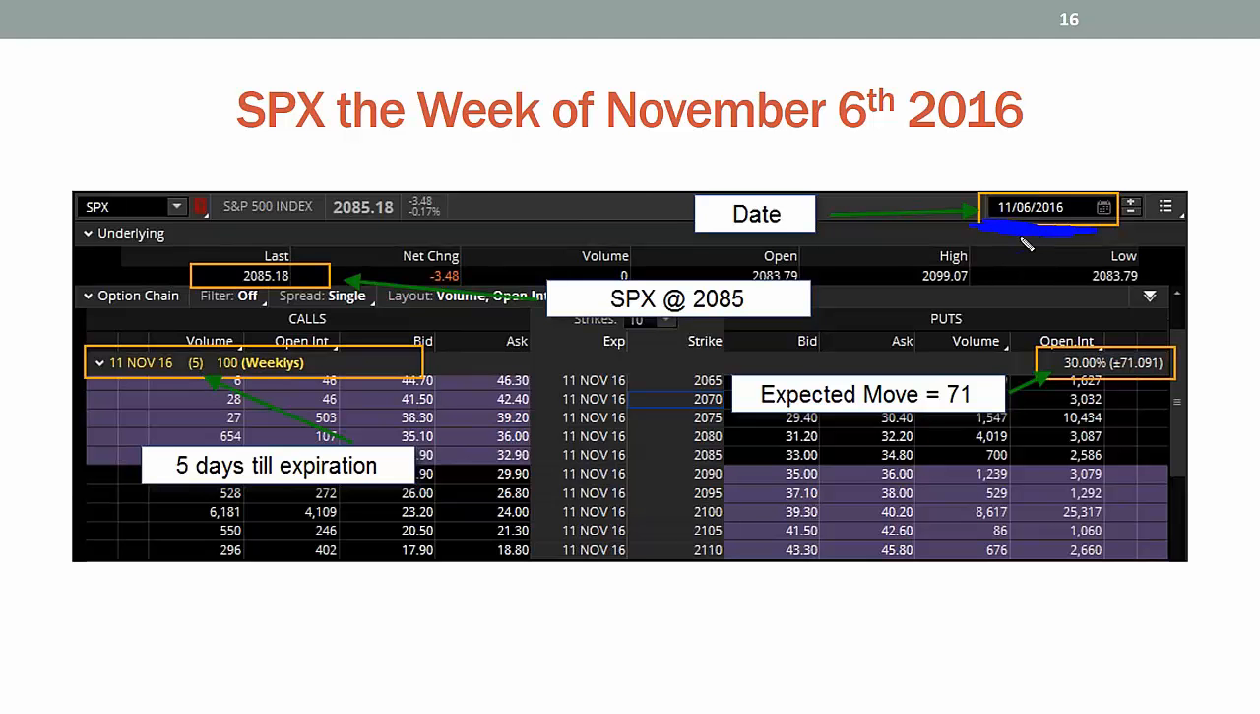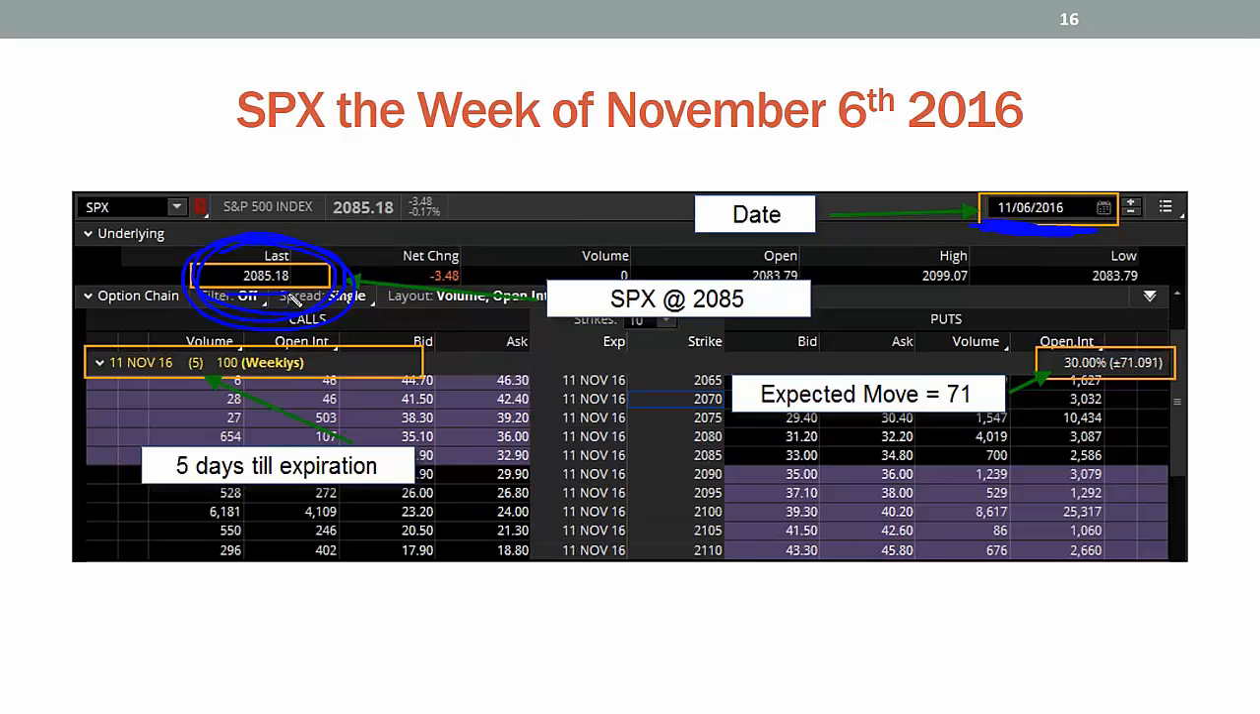It was a screenshot taken on the Sunday evening. Why the Sunday evening? Because the data is then saved from Friday. So this is just Friday saved data. The SPX on that Sunday evening was trading at 2085. Now, I want you to think about what happened the week of the presidential election.